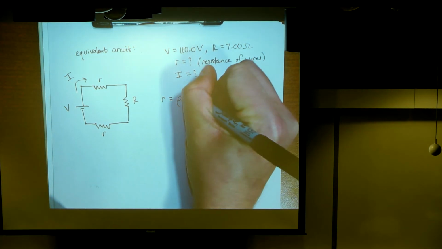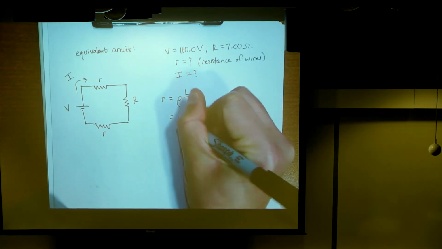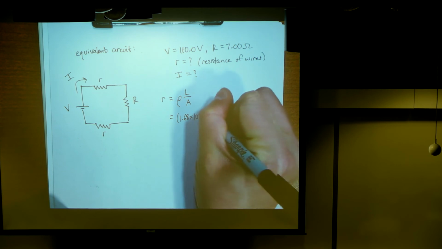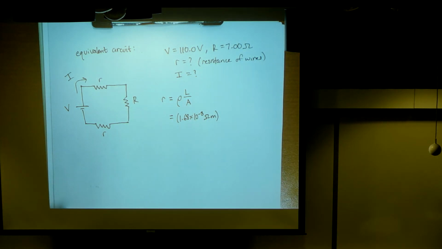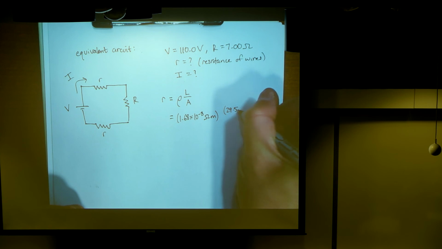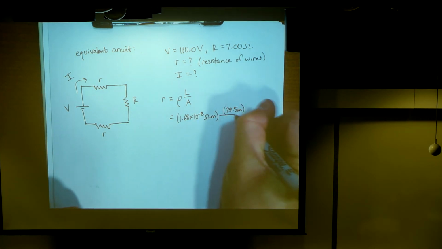Rho times L divided by A. So we are going to take the resistivity of copper, which is 1.68 times 10 to the minus 8 ohm meters. Then we're going to multiply by the length of our wire. That's the length of the extension cord, our 29.5 meter length. Then we're going to divide out the area.